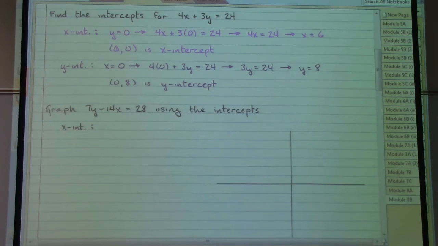The X-intercept, again, the nice plain fact is that Y is going to be equal to 0, and that means that in our equation, we would have 7 times 0 minus 14x equals 28. So we would have the negative 14x equals 28, giving us x equals negative 2. So negative 2, comma 0 is the X-intercept.